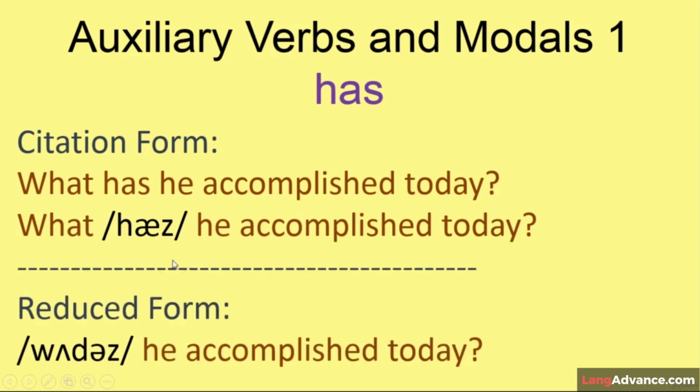In reduced form, has becomes uz, with the schwa and the letter z. We do not pronounce the letter H, uz. And when it's combined with what, the T sounds like D, and altogether it sounds like whatuz. Whatuz. What has he accomplished today? Okay, repeat. What has he accomplished today?